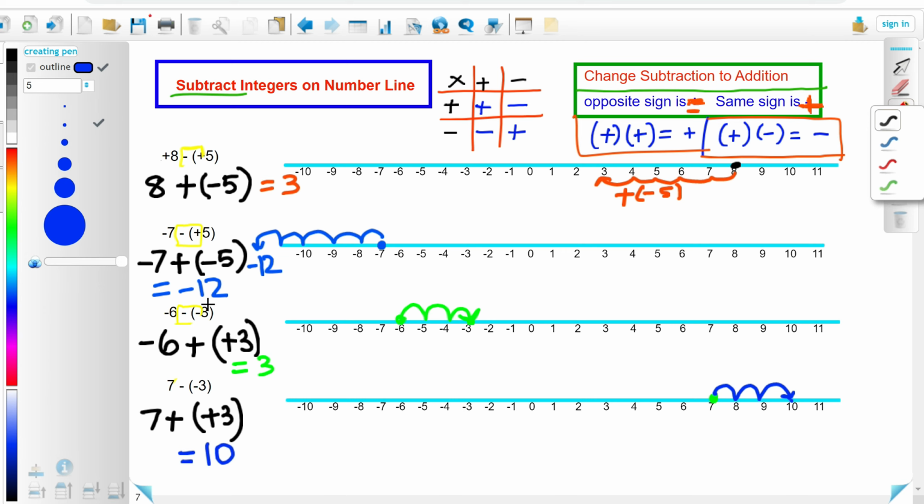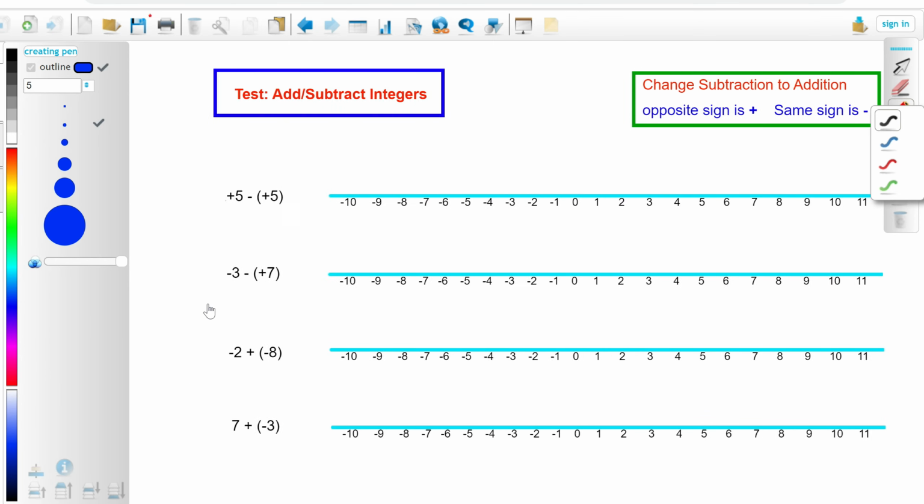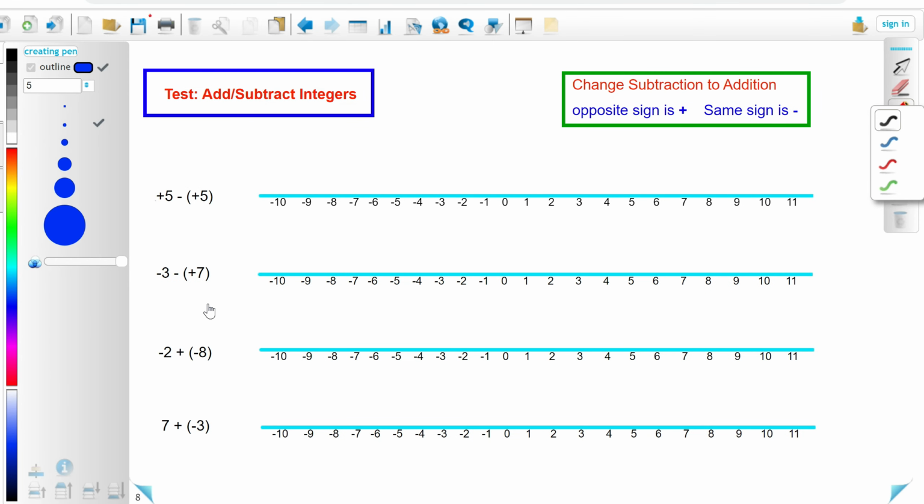Isn't that simple? Slightly tricky. The tricky part here is to change subtraction to addition. That is the tricky part which you need to work out. You need some practice. Let's do some more practice questions. So here, once again, we have this practice test for you.